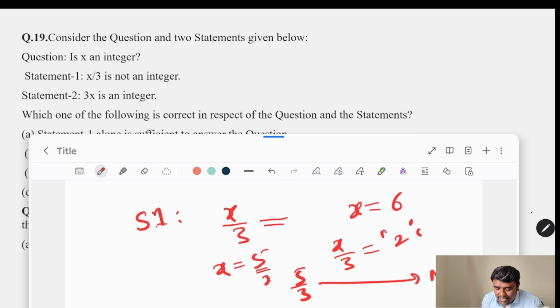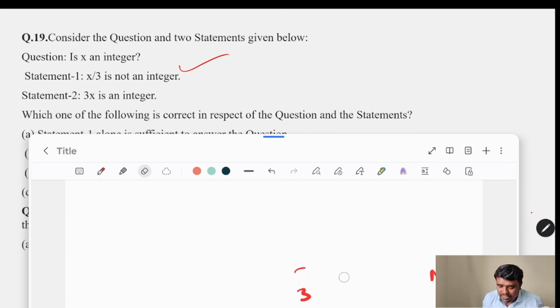So here my point is, whether x by 3 is an integer or not an integer, in both cases there is a possibility of x being an integer. That means this statement alone can't determine whether x is an integer or not. You're getting my point. So statement 1 alone is not sufficient. Okay, let me see the second statement. This is a data sufficiency question, so you have to always try to find a counter example where the given statement is false. That's the way you have to choose the example.